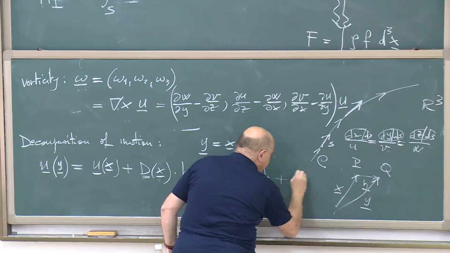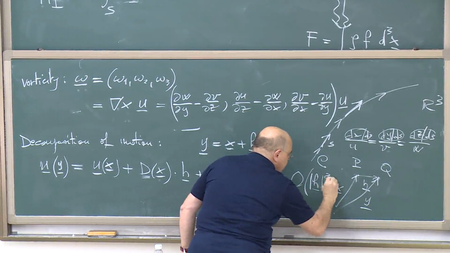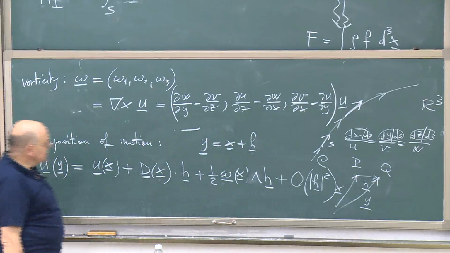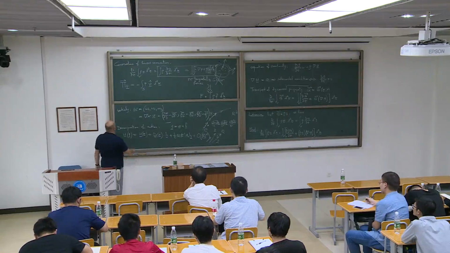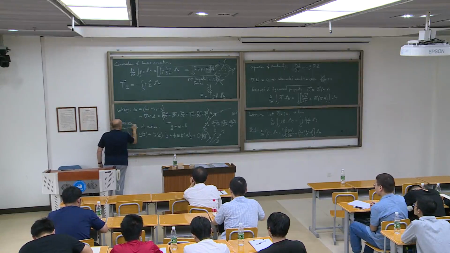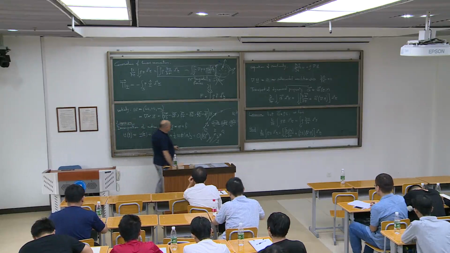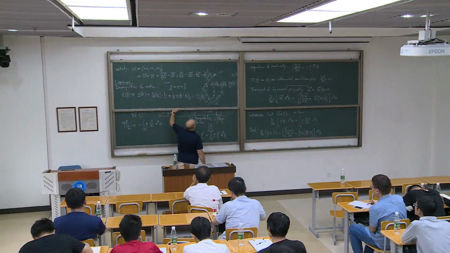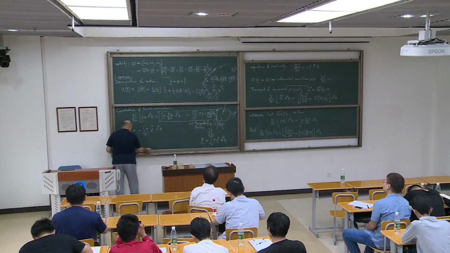Plus, and finally I drop these terms. Order of magnitude H squared. Okay? So this is Lagrange. This is Lagrange. We can say Lagrange. So it's an old observation. And as I said, it derives from expanding a given function near a point.